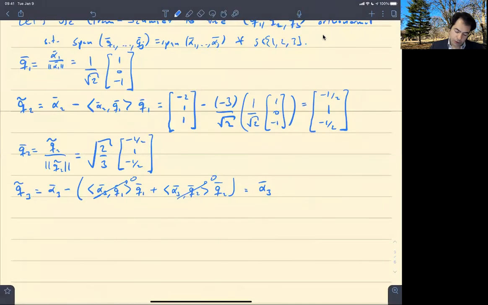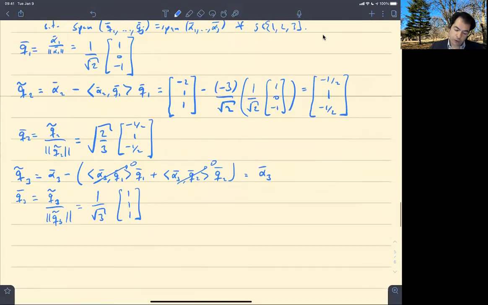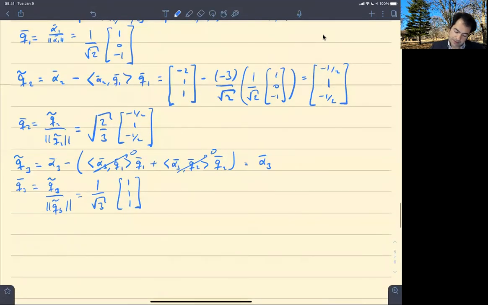That means that Q3, which is Q3 tilde divided by the size of Q3 tilde, is just going to be alpha 3 made a unit vector. So it's going to be 1 over square root of 3 times 1, 1, 1. Okay, wonderful. So we found Q1, Q2, Q3, which means that we found the matrix Q.